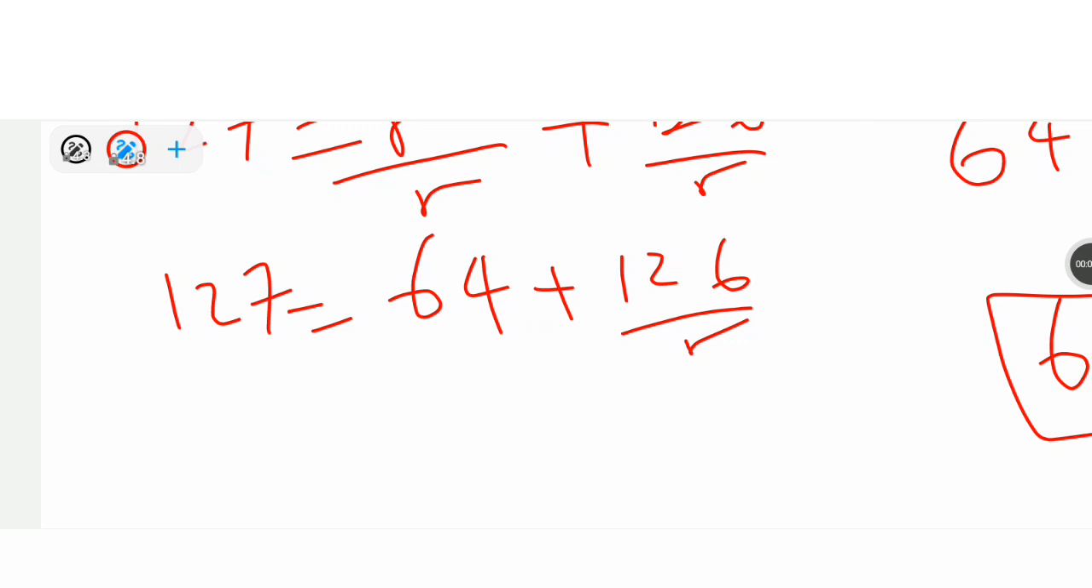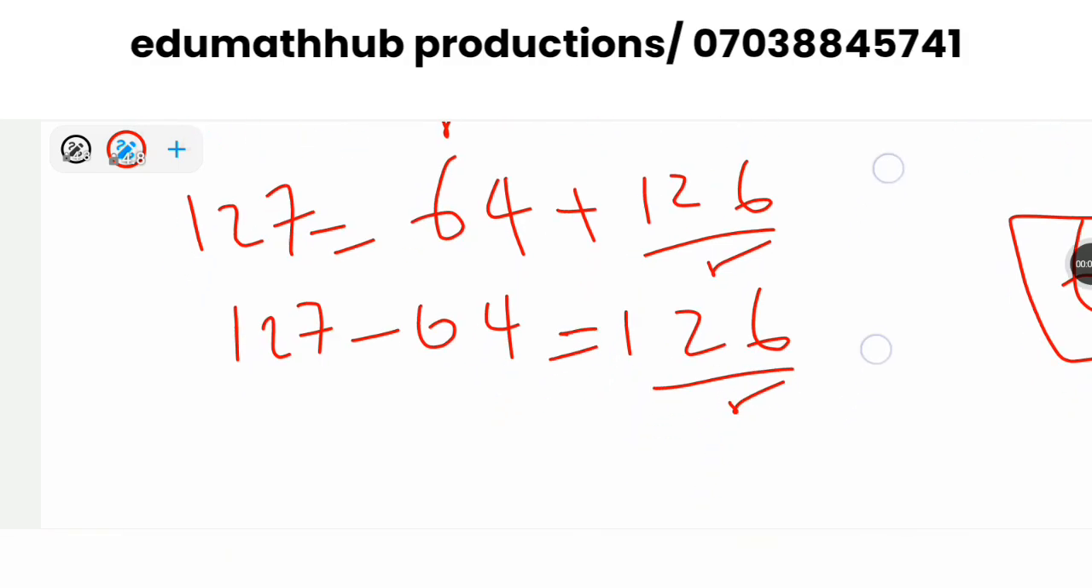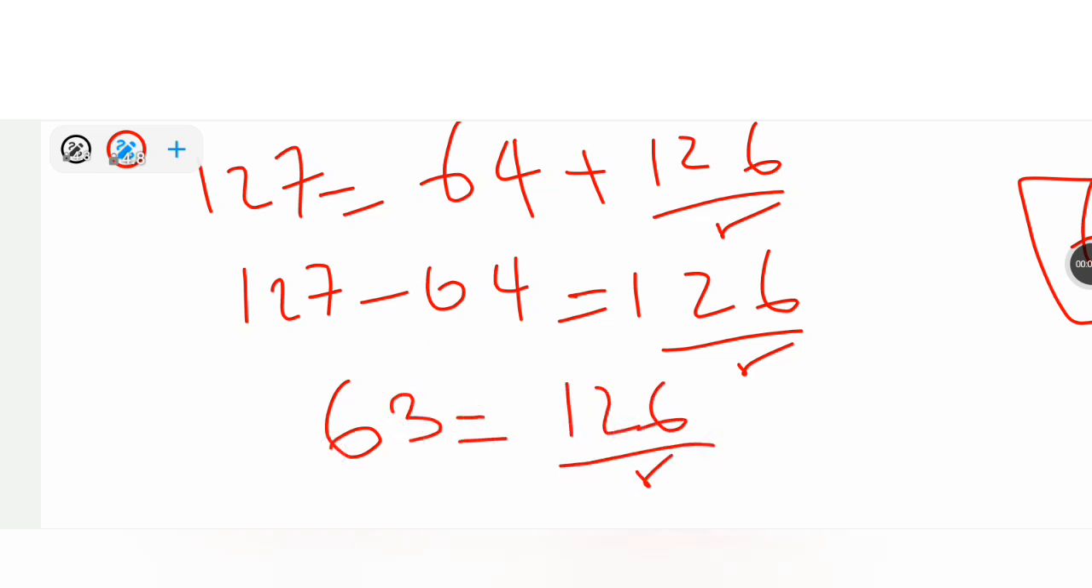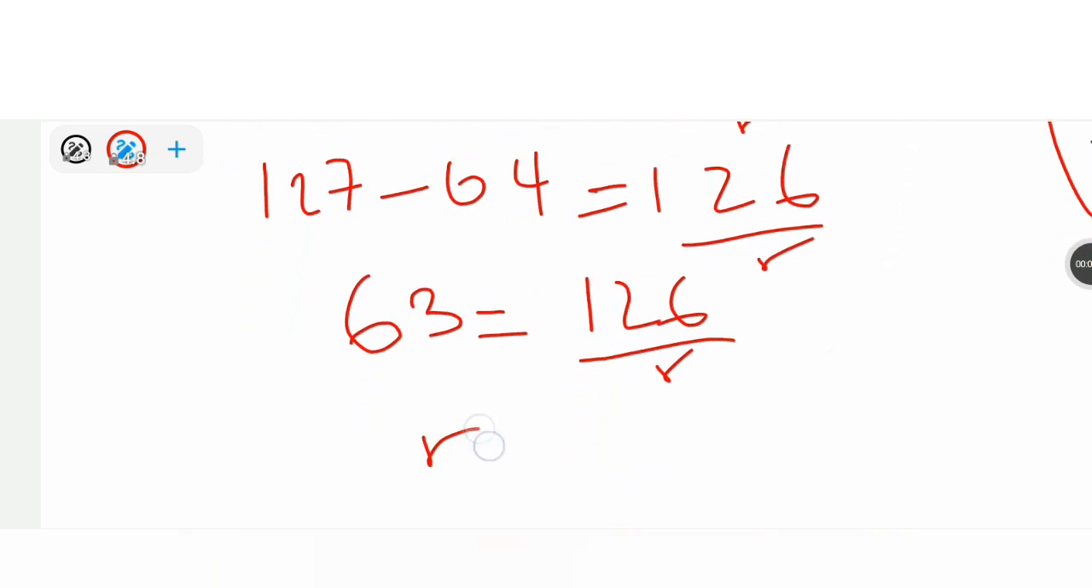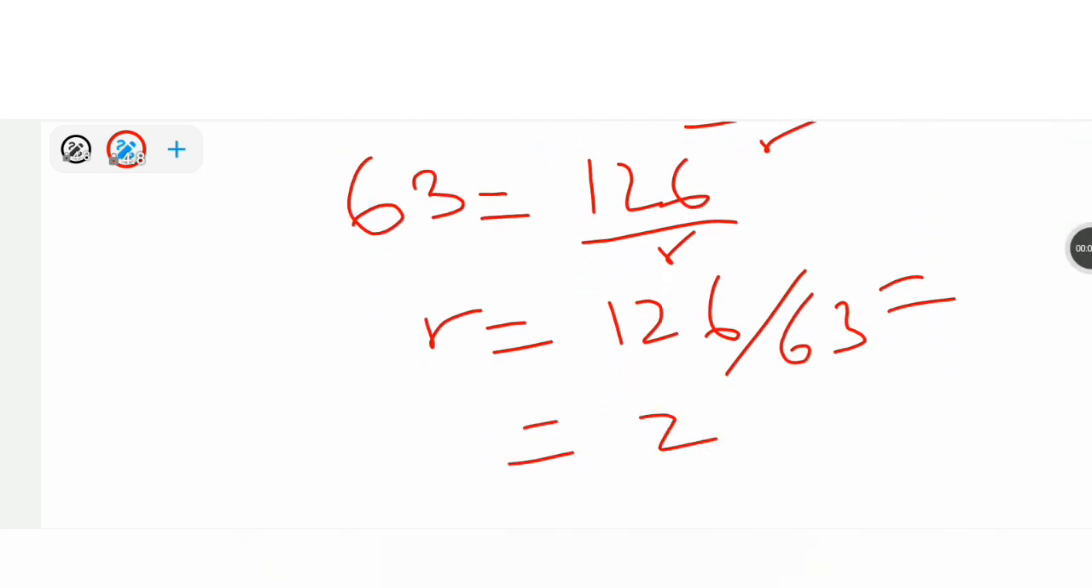Then from here, collect like terms. If you subtract this, you get 63 here. So you're looking for r, the common ratio. If you divide this, you get 2. The common ratio is 2.